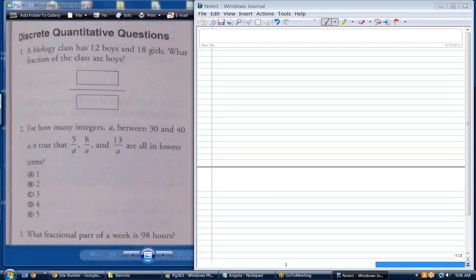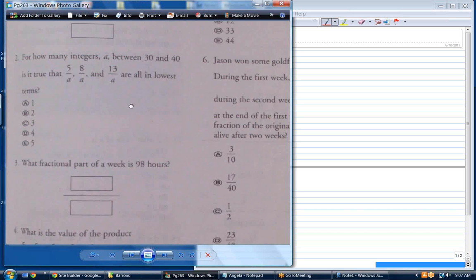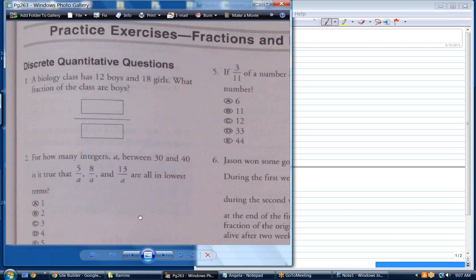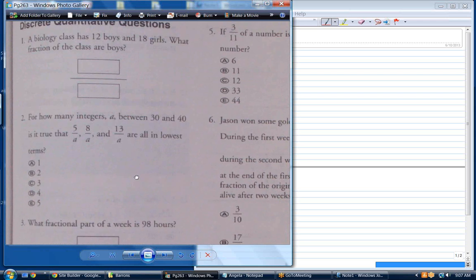Okay, number 1. That one is going to be 2/5. 12/30 reduces to 2/5. I'm curious as to whether or not 12/30 would be a proper answer. What do you think?